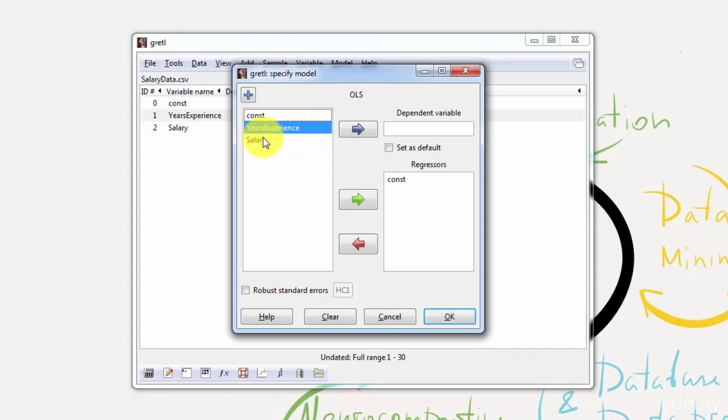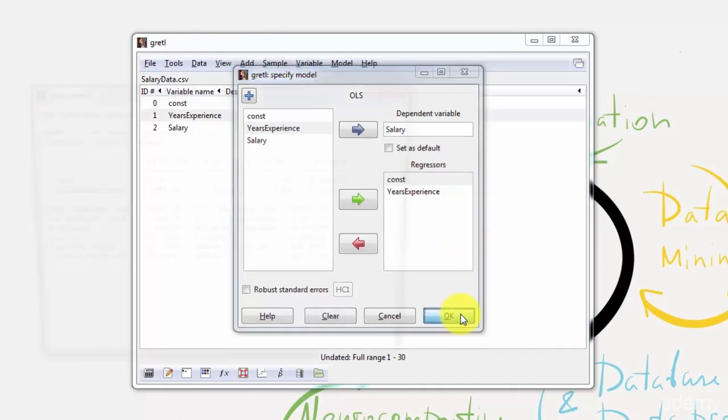So here we're going to take salary and put it into the dependent variable, because that's the variable that we want to predict. And years of experience we want to put into the regressors. So that's going to be the independent variable, and we want to see what is the relationship between salary and experience. Also here you see that there's a variable by default, which Gretl puts in there for you. It's the constant. It's always going to be there by default, and we're going to leave it in there as well. Okay, so we're going to click OK now.